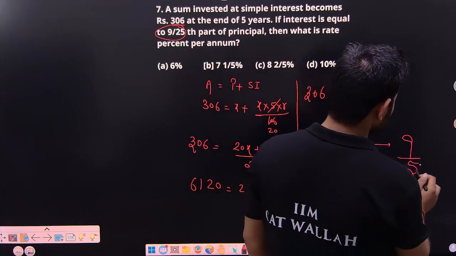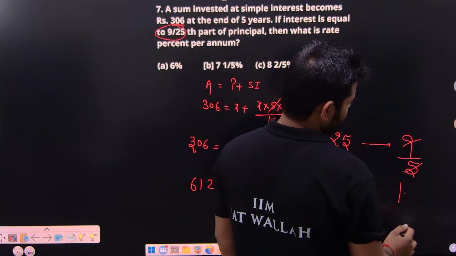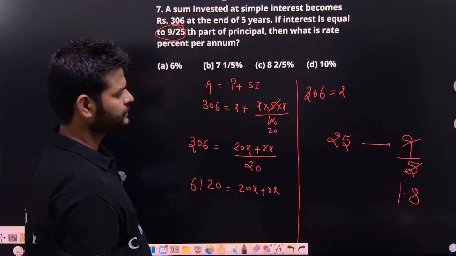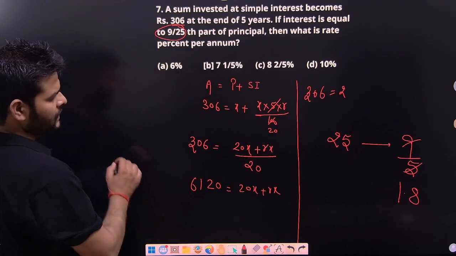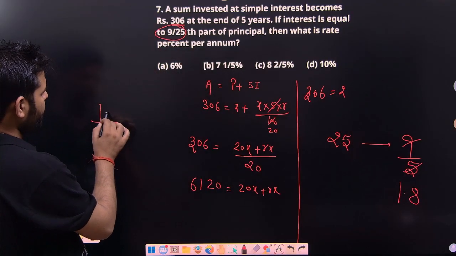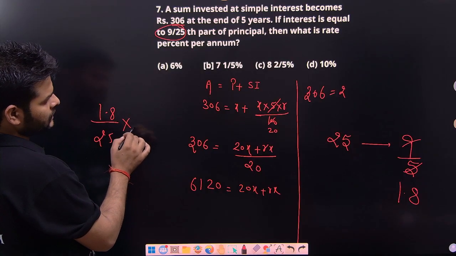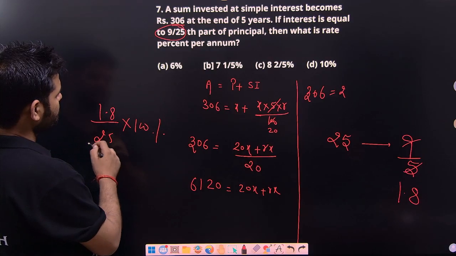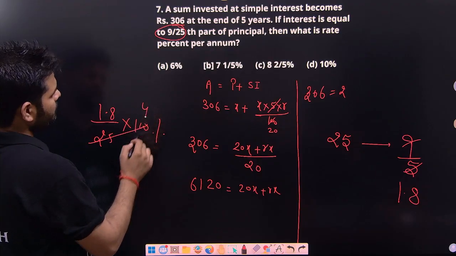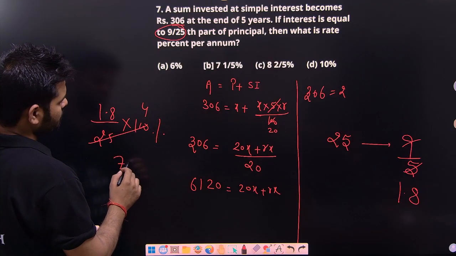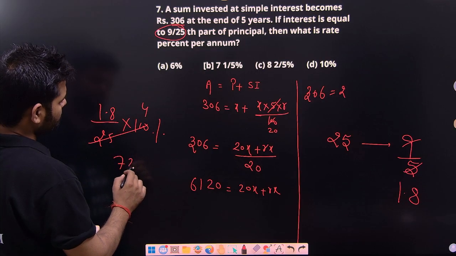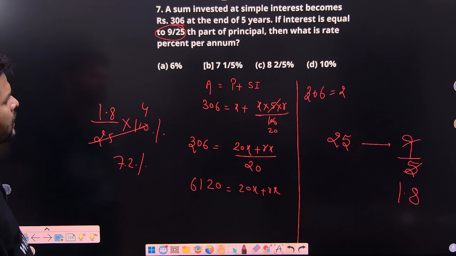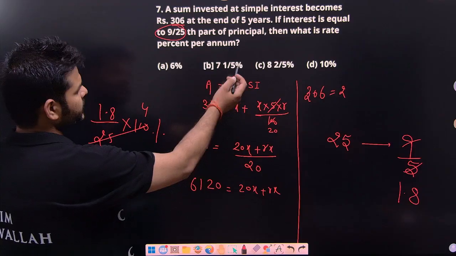So for 1 year the interest would be 9 by 5, which is 1.8. On 25, 1.8 into 100 gives 7.2. Basically, guys, that would be the answer, I think.